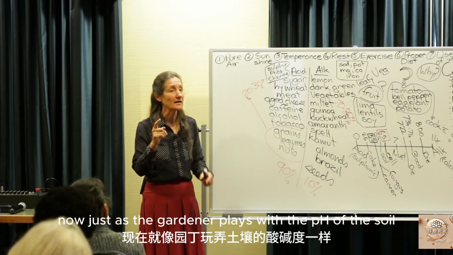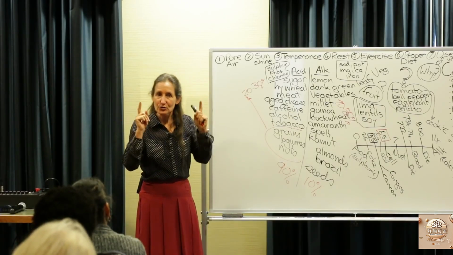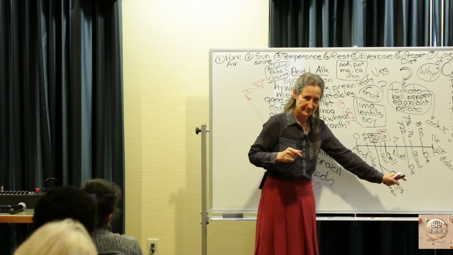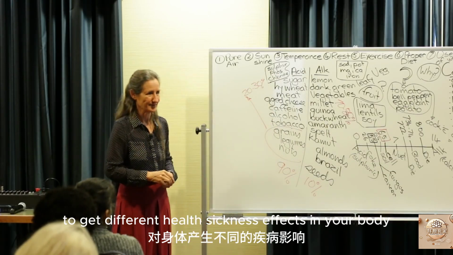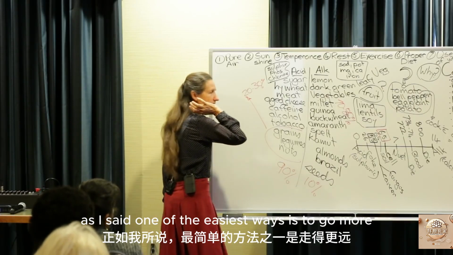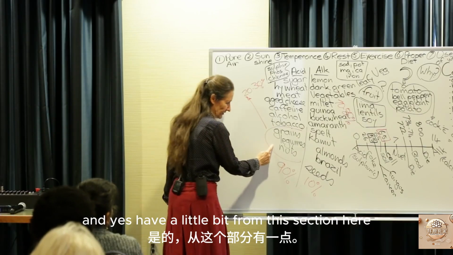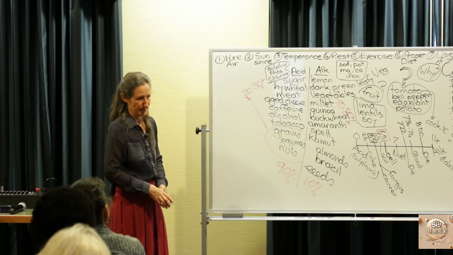Now, just as the gardener plays with the pH of the soil to get different coloured flowers, you can play with the pH of your cell to get different health, sickness effects in your body. As I said, one of the easiest ways is to go more to this section there. And yes, have a little bit from this section here. That's the easiest way to do it.